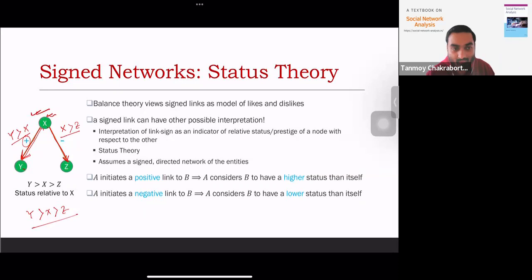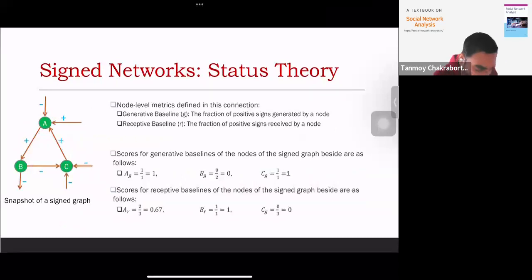Okay, but please remember this is x's view, right? Z's view or y's view could also be different. So this is all about relative importance or relative prestige, with respect to a certain node. But in the balance theory, we have not looked at this relative importance. We have basically looked at mutual importance or mutual understanding.